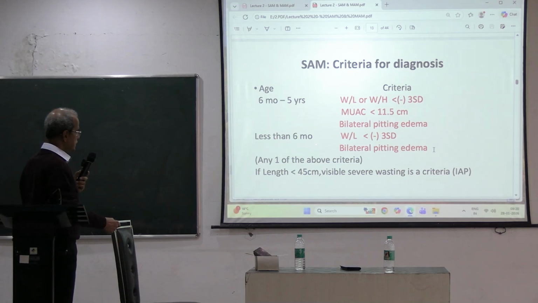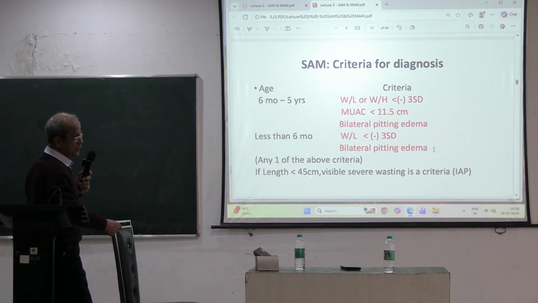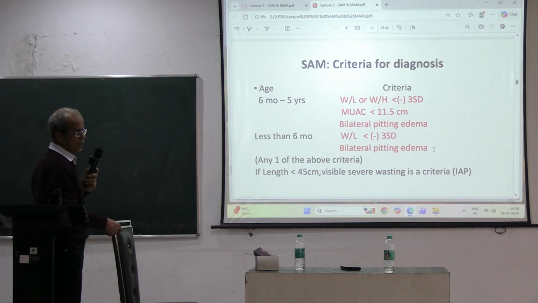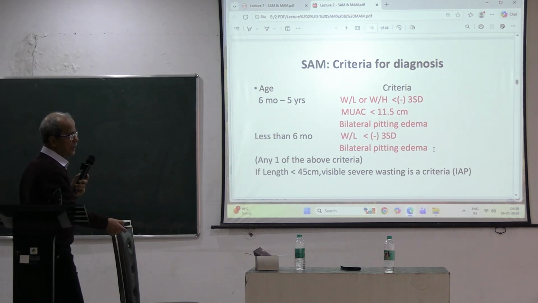Now, if the child is less than 6 months old, then two criteria apply, excepting mid upper arm circumference, because there is no standard value for children less than 6 months old. One thing to be noted: at birth, what should be the length of the child? Normal length, average, any idea? 50 centimeter. So if the child is, say, preterm or an IUGR baby, and the length is less than 45 centimeter, the only criterion is severe wasting, because we don't have standard charts for all these things.